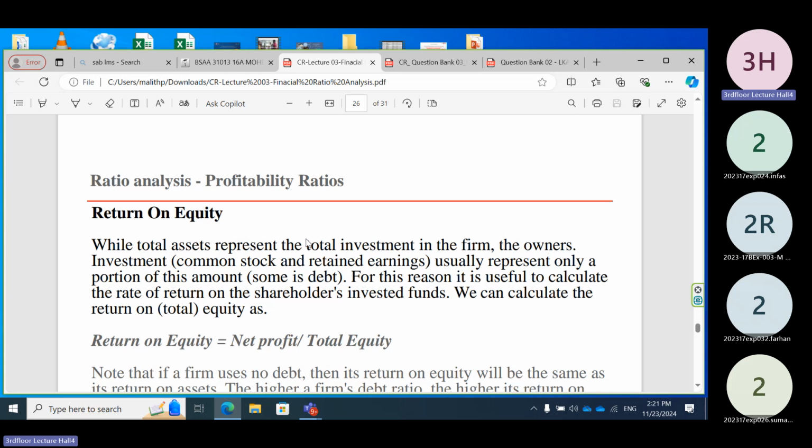The owners of a company, what they earn, what they expect from a business, this is what you are expecting: return on equity. Right?